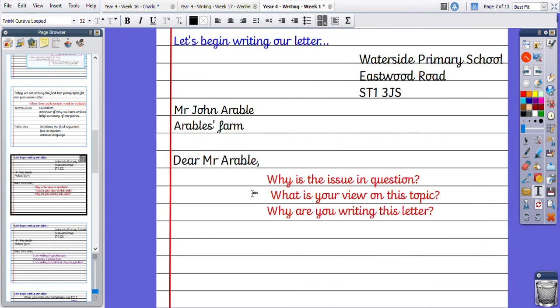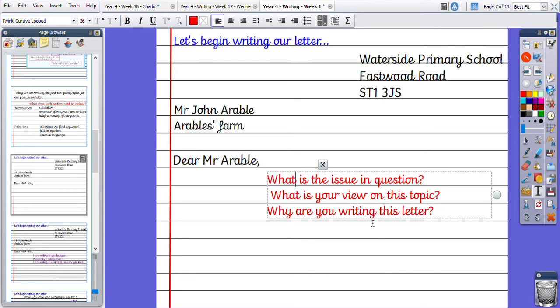Okay, so if we begin the first part of our letter then, we need our address on the right at the top from where we are writing from. So that's the Waterside address. On the left we need to write the address of where we are writing to. And then we need to start with our salutation, so Dear Mr. Arable, and try and answer these 3 questions in your first paragraph. So what is the issue in question? What is your view on this topic and why are you writing this letter?